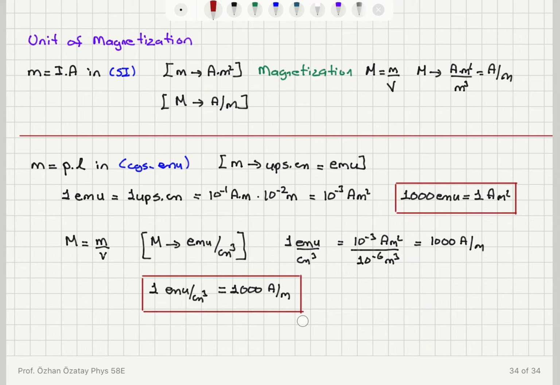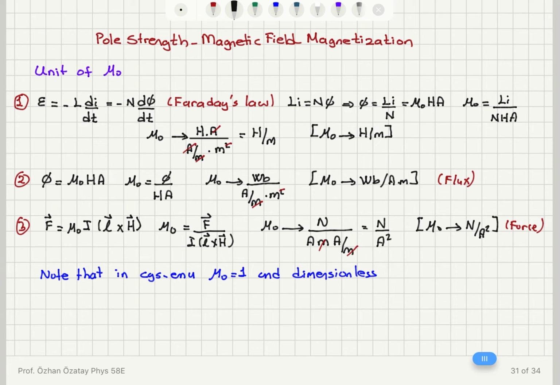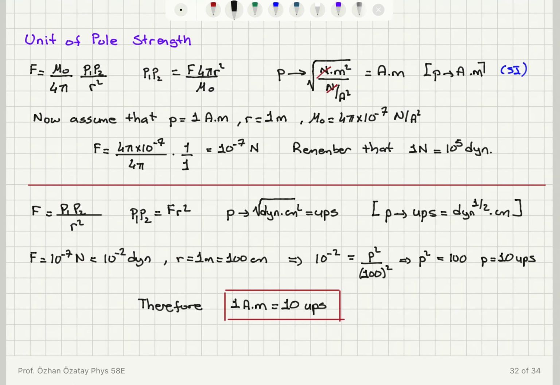This basically covers the widely used quantities and units in the CGS EMU system. So we have the conversion between magnetization, magnetic field, unit pole strength, and mu zero between these systems. So once again, I can figure out the unit of mu zero using Faraday's law, which gives me Henry per meter, flux, Weber per ampere meter, or the force on a current carrying wire in a magnetic field, newtons per ampere squared. In CGS EMU, mu zero is 1 and dimensionless.